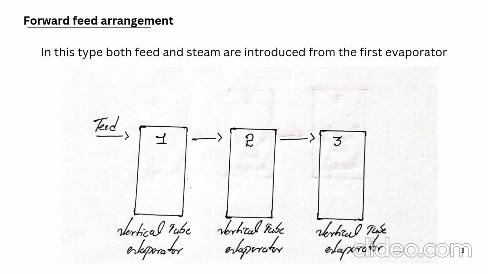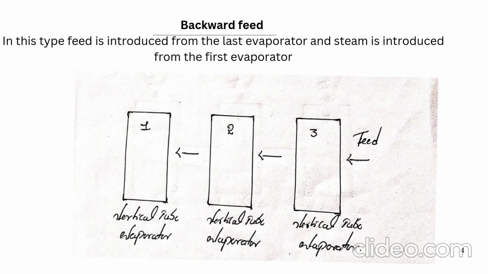Forward feed arrangement. In this type, both feed and steam are introduced from the first evaporator. From the first evaporator, the sample, that is the feed, and the steam move in a forward direction. That is why it is called the forward feed arrangement. Backward feed arrangement. In this type, feed is introduced from the last evaporator and steam is introduced from the first evaporator.